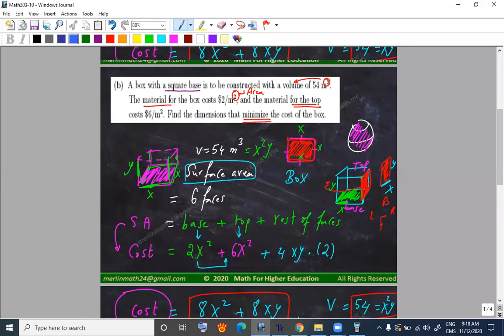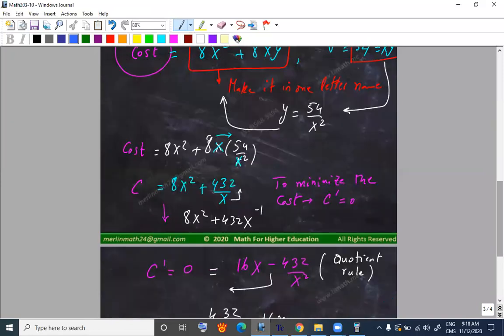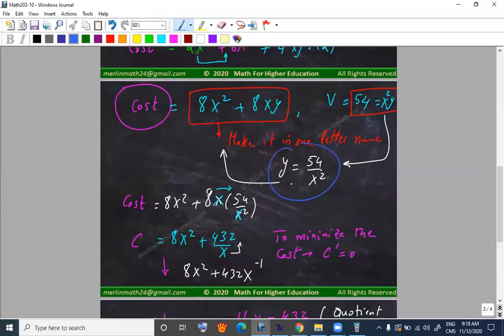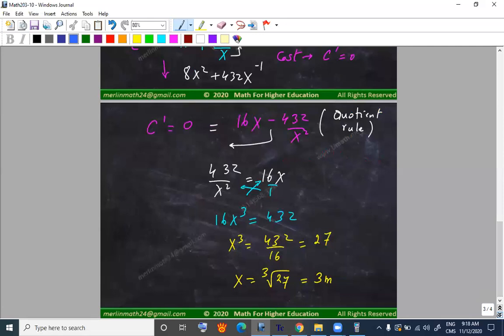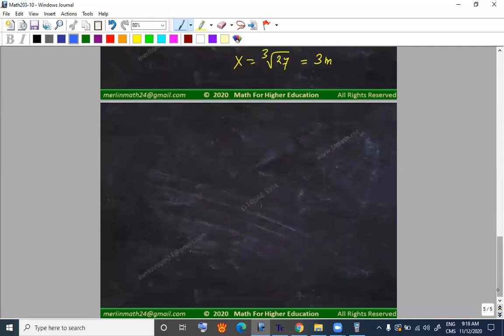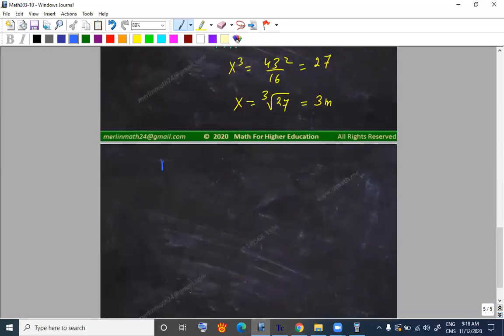I go up to the volume. Okay, the volume right here. So this is my y, 54 over x squared. I want to get the y, which is the height of the box. And we are done, finish. So how much do we get? We replace y equals 54 over x squared, which is 9, and we get 6.